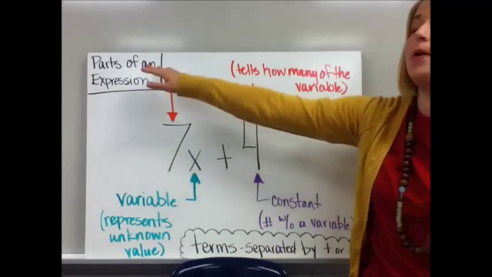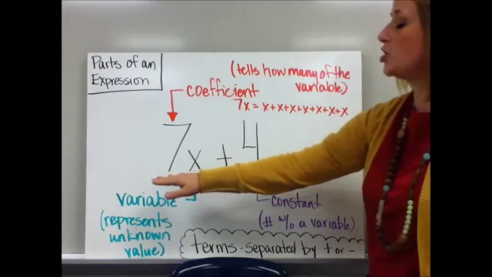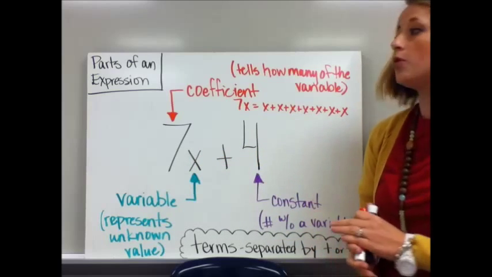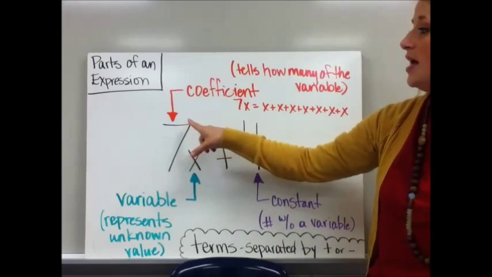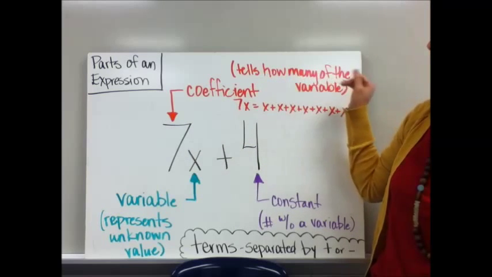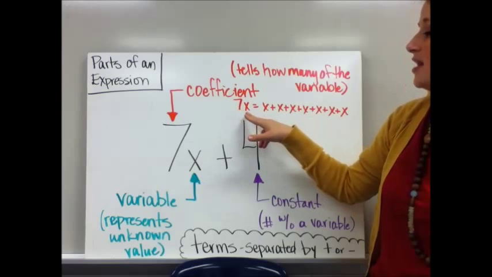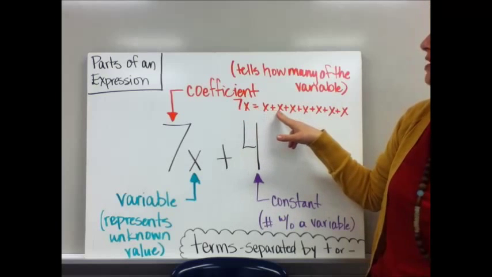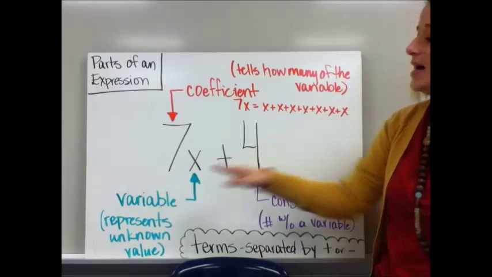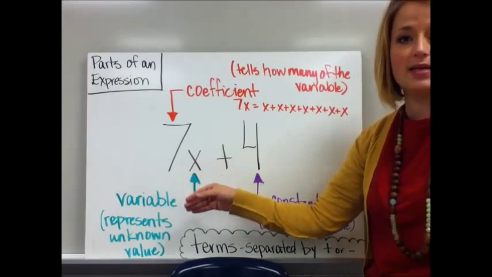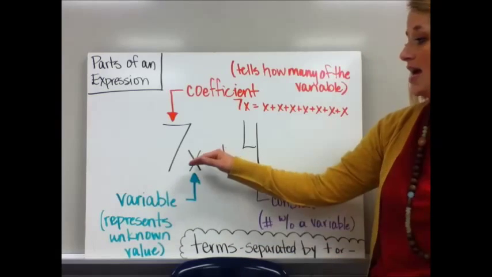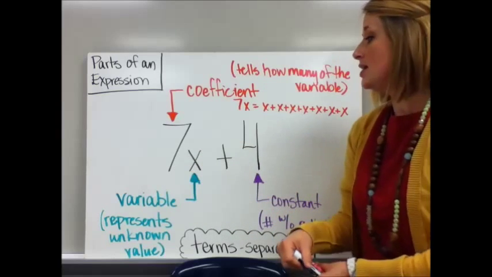First, let's take a look at the parts of an expression. The expression we're examining is 7x plus 4. Three important parts to this. First, the 7. This is what we call the coefficient. It tells how many of the variable. So 7x literally means x plus x plus x plus x plus x plus x plus x. 7 is being multiplied by x, and as you know from 3rd grade, multiplication shows repeated addition. x is being added 7 times.